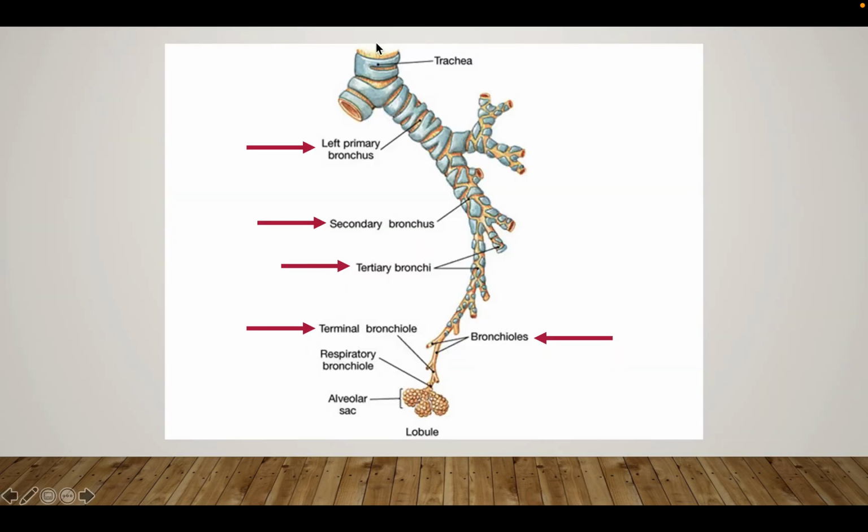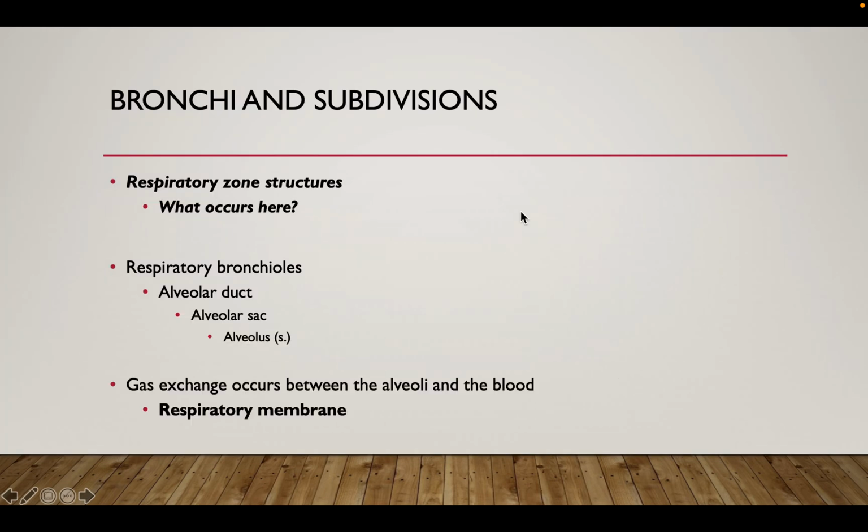Now, here we can see our trachea. We have a primary, a secondary, tertiary, and then we get down into bronchioles and terminal bronchioles down here. All of this is conducting zone structures. So is any gas exchange happening? No. No gas exchange is happening until we get down to our respiratory bronchial level and then ultimately our alveoli. So that's where we'll start.